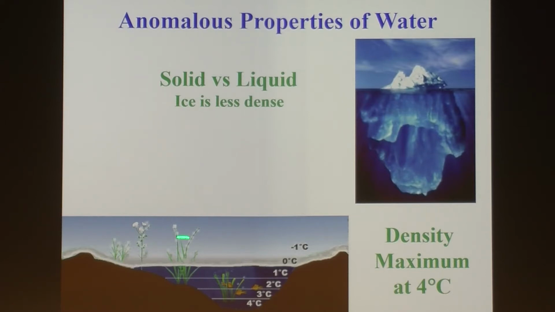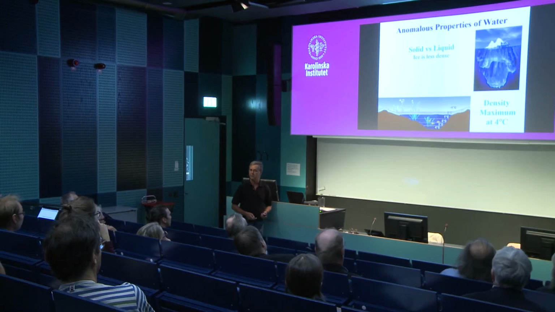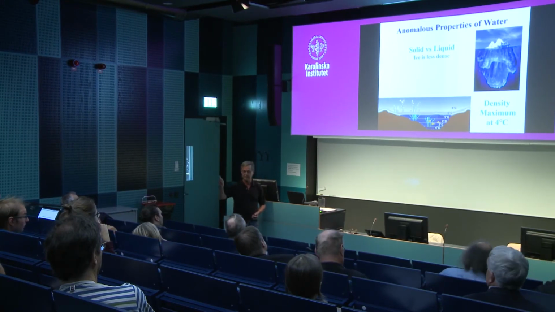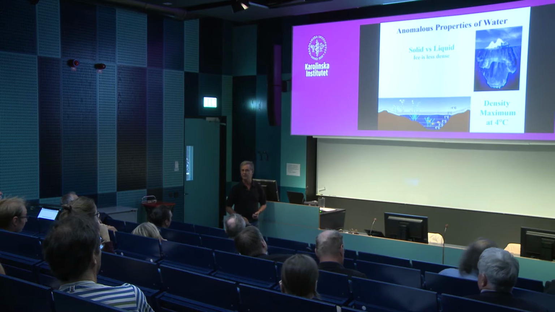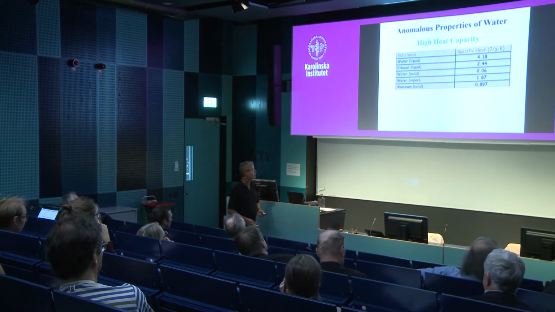And this is important for life here in the north, that the ice forms at the surface and forms an insulating layer. But it's also important that water has a density maximum at 4 degrees. So up here, it's 0, basically, or 1 degree. But at the bottom, it's 4. And that's an anomalous property. I mean, most liquids will just increase the density linearly with decreasing temperature.